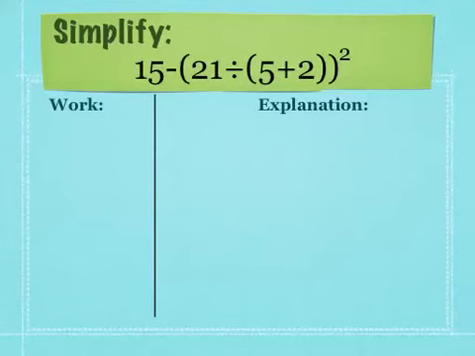what's inside. So if you notice, I have parenthesis 21 divided by, and then another parenthesis 5 plus 2. I need to work on the innermost parenthesis first. So 5 plus 2 is 7. Bring everything else down. So I have 15 minus. Notice I kept the outer parentheses, 21 divided by 7, close your parentheses squared.